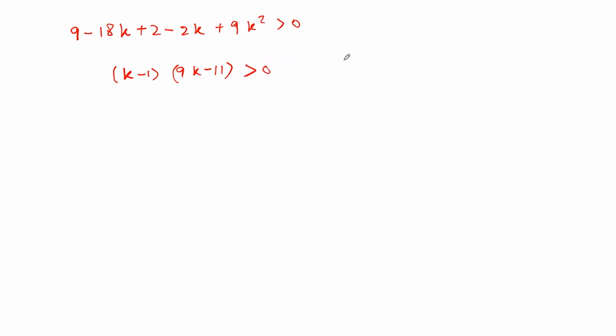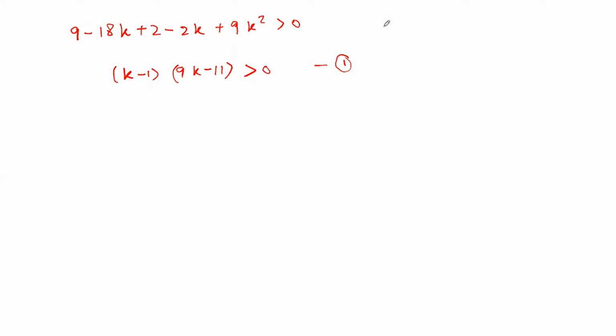If I'm writing f(3) greater than 0, this will be 9 minus 18k plus 2 minus 2k plus 9k square greater than 0. Now factorize this. Directly this is coming as (k minus 1) into (9k minus 11) must be greater than 0. This is the first one.